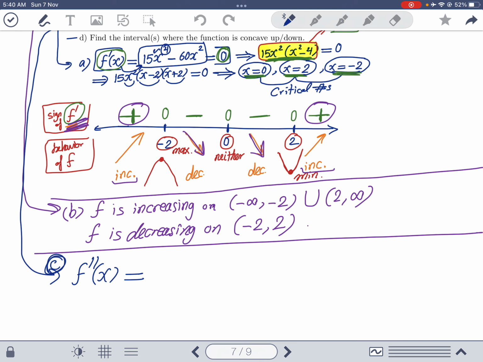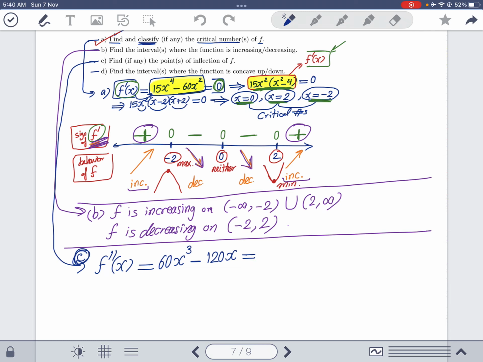The 4 comes down, and 4 times 15 is 60. So it will be 60. Subtract 1 from 4, you get x cubed. Minus, now go back to the formula here. And 2 times 60 is 120. So minus 120, and subtract 1 from 2, so x to the power 1. And so you can also take 60x as a common factor here, and inside you'll have x squared minus 2.